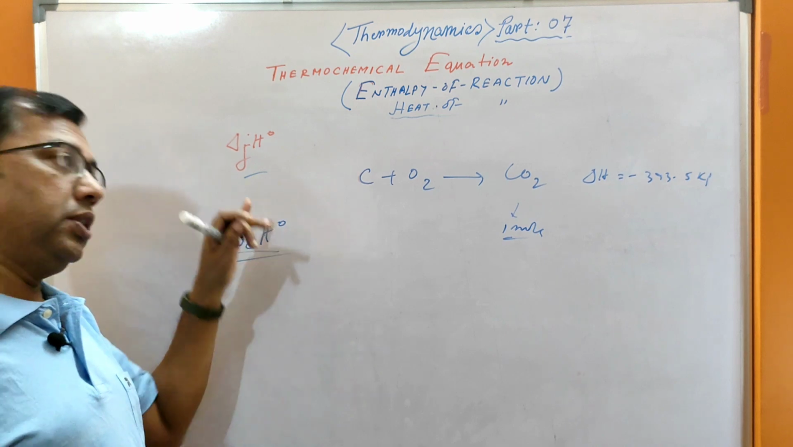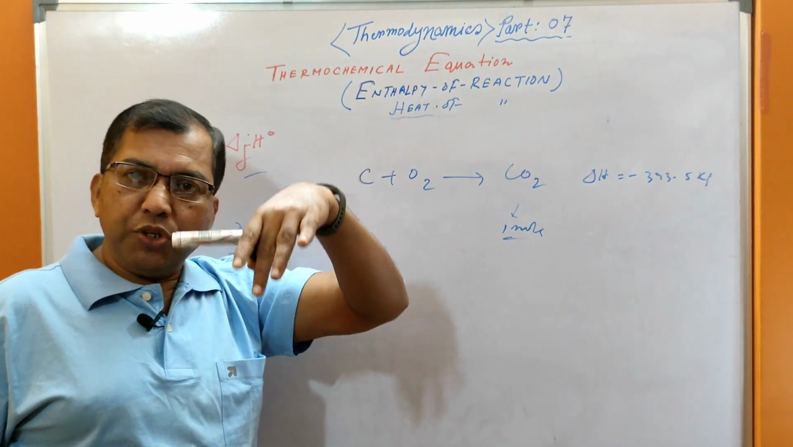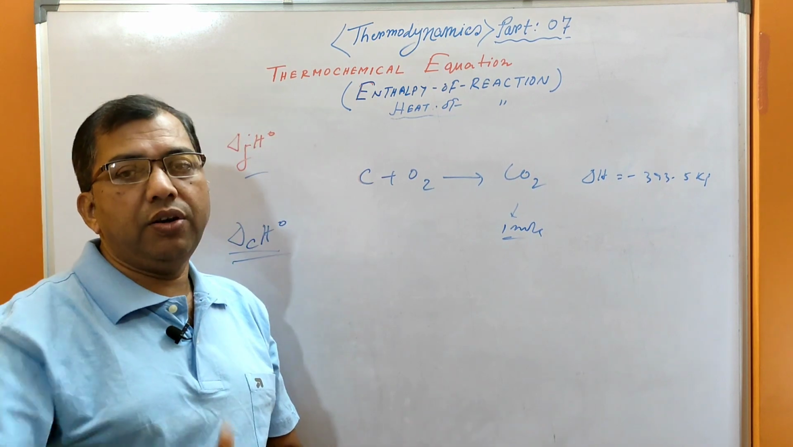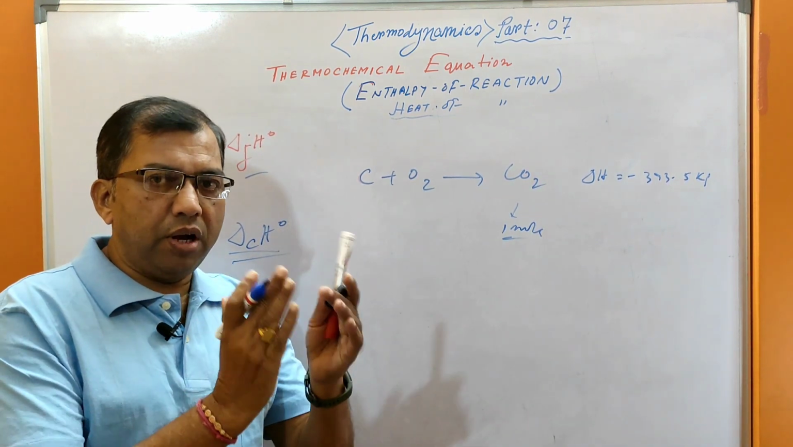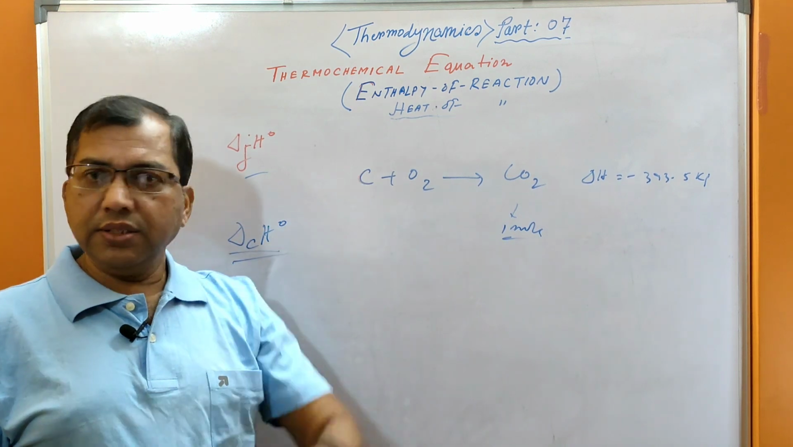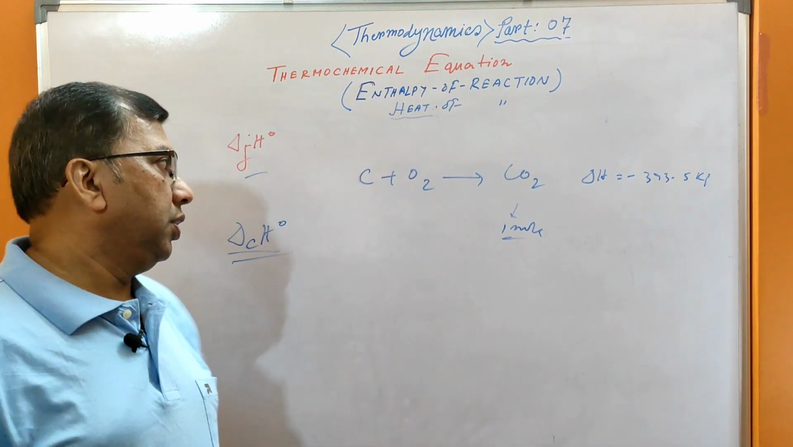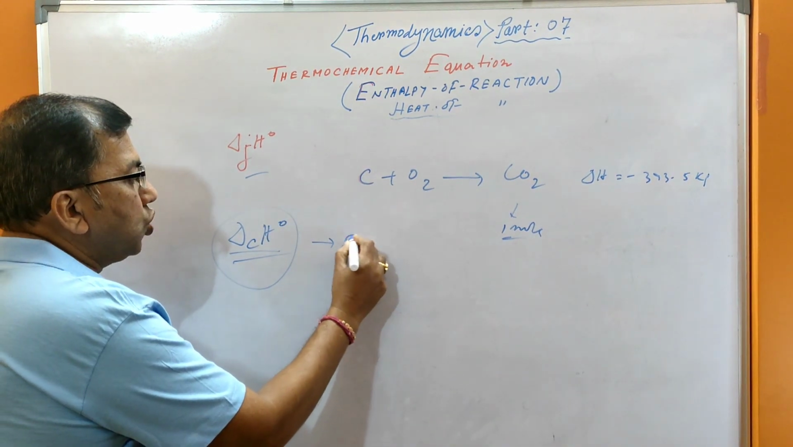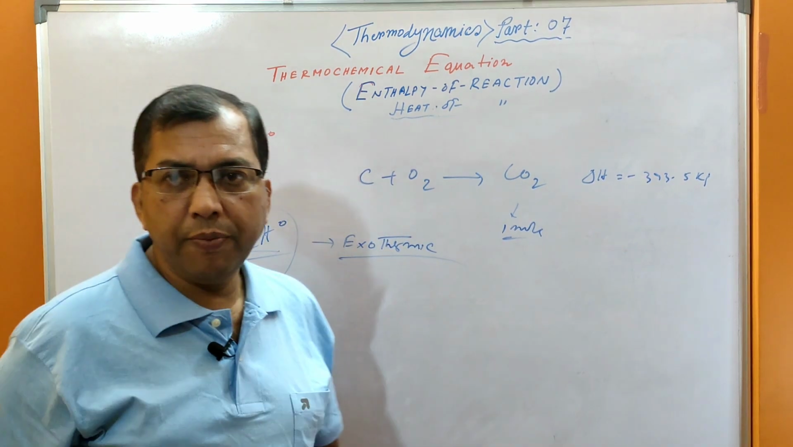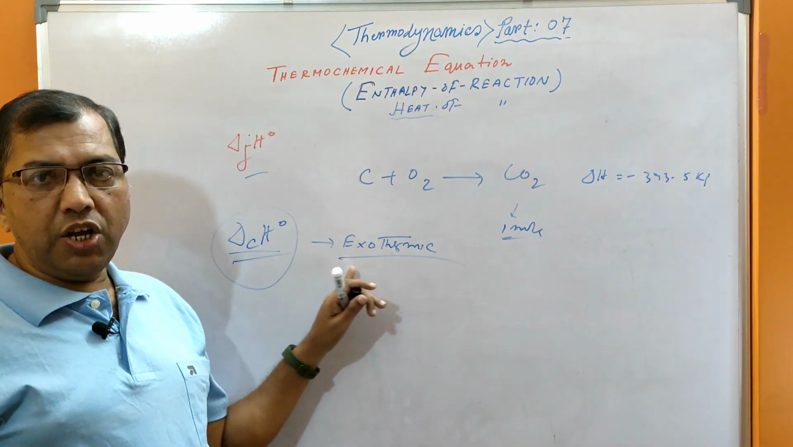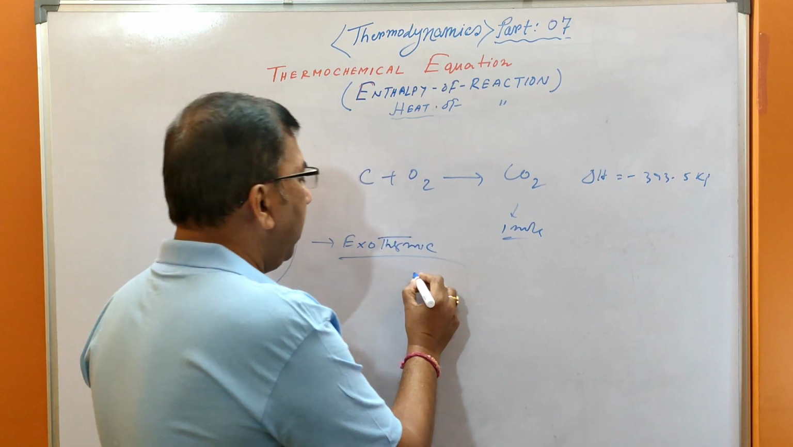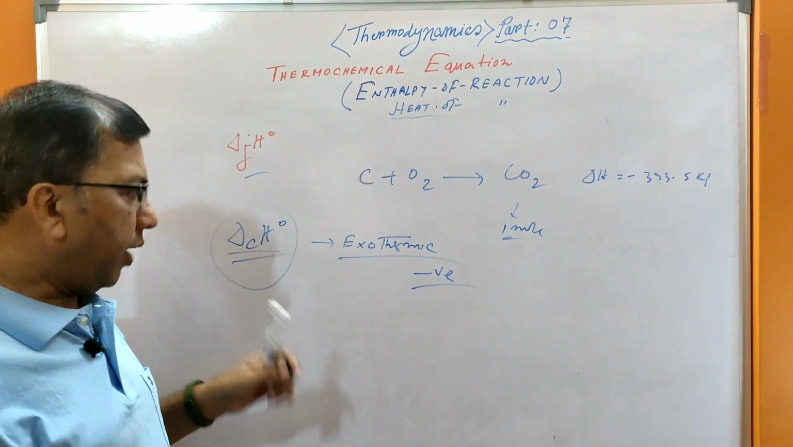Then, as I told earlier, the enthalpy change in complete combustion of one mole of a substance in excess of air or oxygen is known as standard enthalpy of combustion. And it is always exothermic. Clear? It is always exothermic. And delta C H will be negative, since exothermic means negative. Remember it.